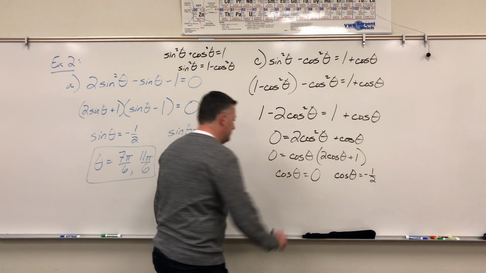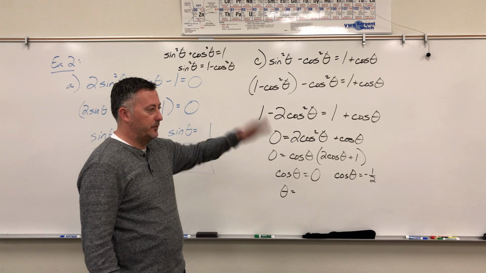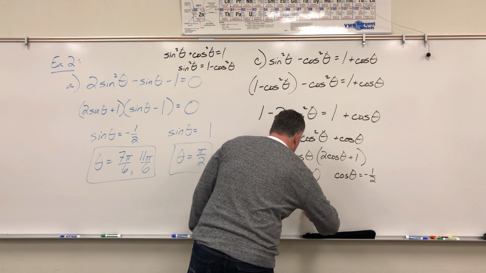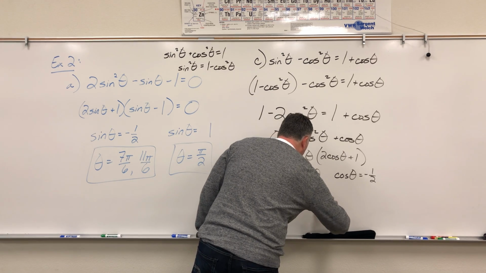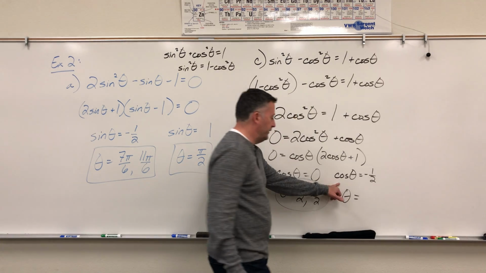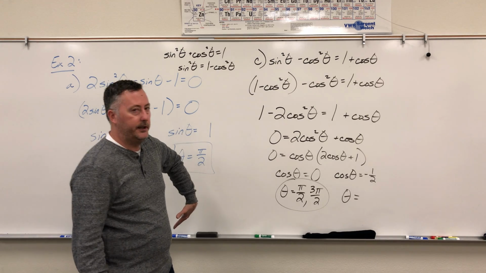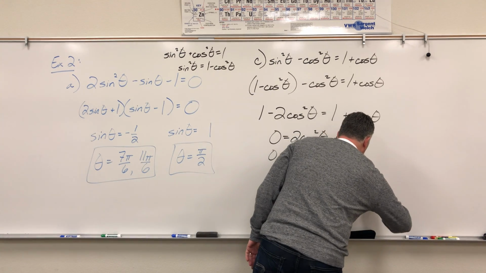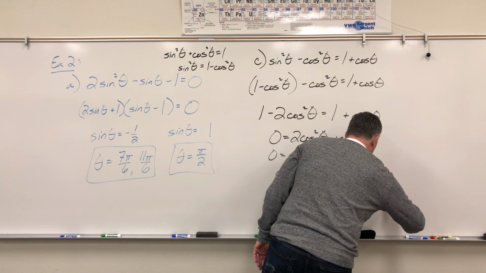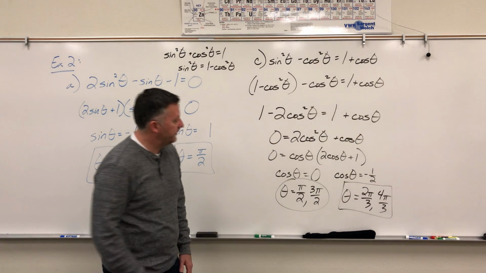So cosine equals 0 when theta is either just straight up or it's going straight down. So pi/2 and 3π/2. And then for this one over here, when it's a negative, you're in quadrants 2 and 3. 2 pi over 3. And 4 pi over 3.